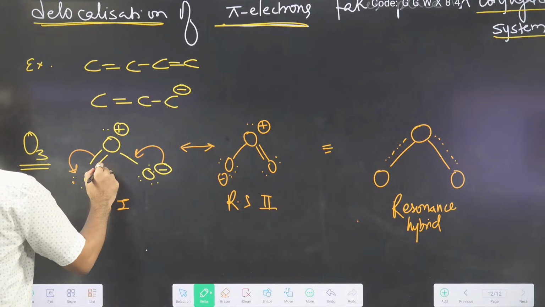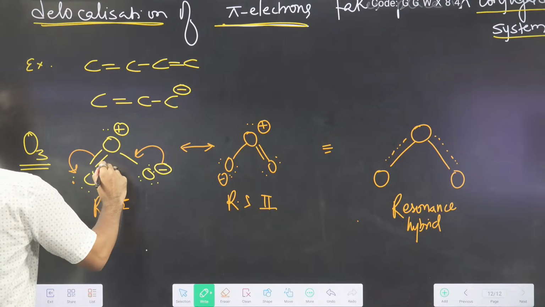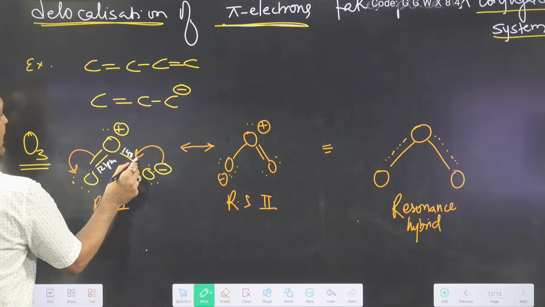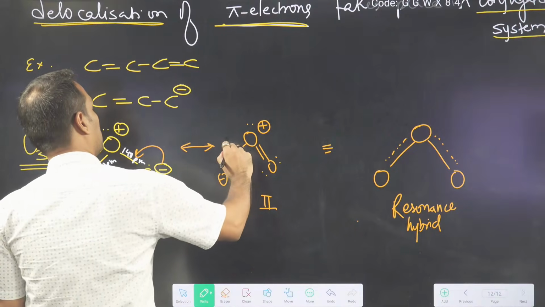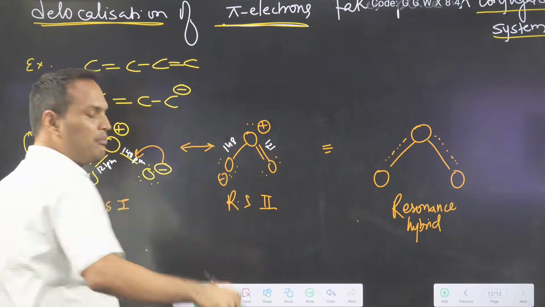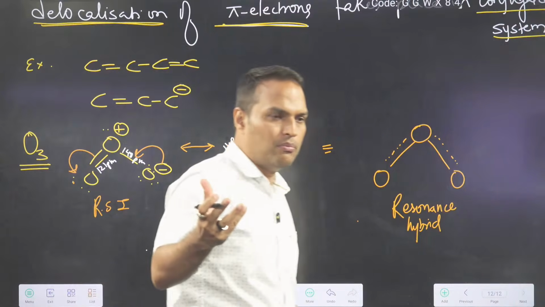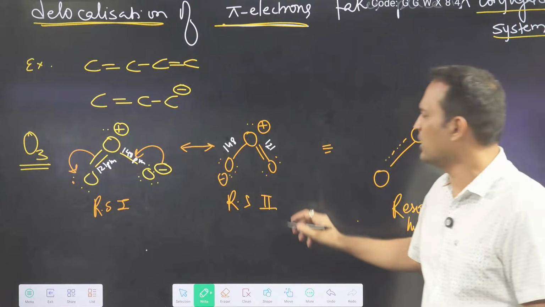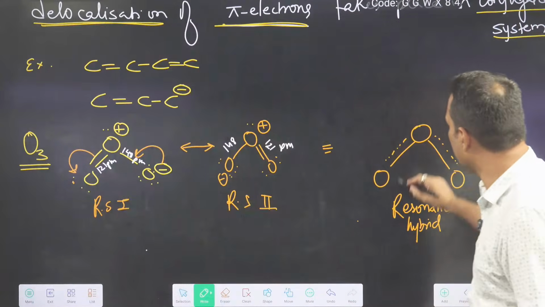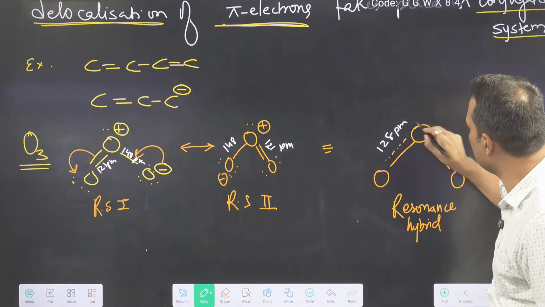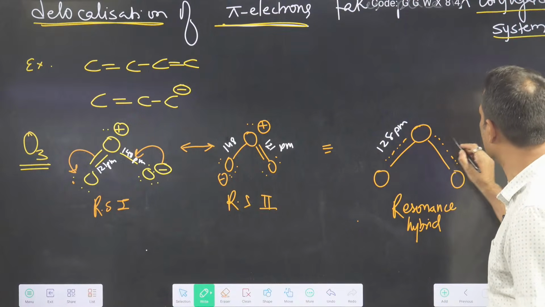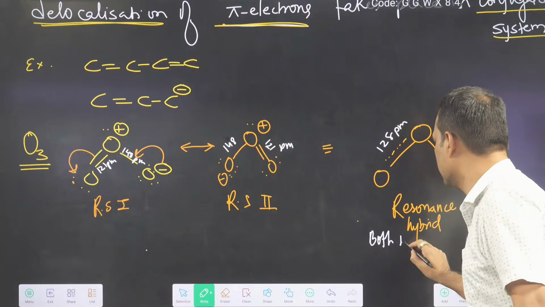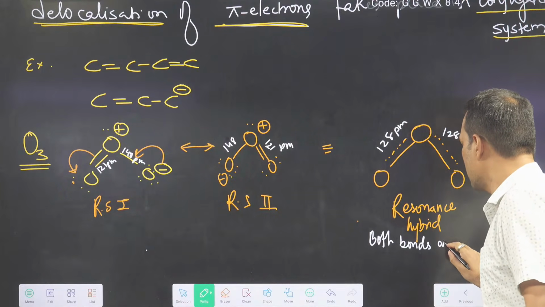In NCERT, they have written the values. This is a double bond, so its value should be 121 picometer. This is a single bond, so its value should be 148 picometer. Then I will see, this is 148, this is 121, and I'm confused. But when you go in the lab, what do you find? No one is 121 and no one is 148. This is 128 picometer and this is also 128 picometer, and both bonds are same or different?